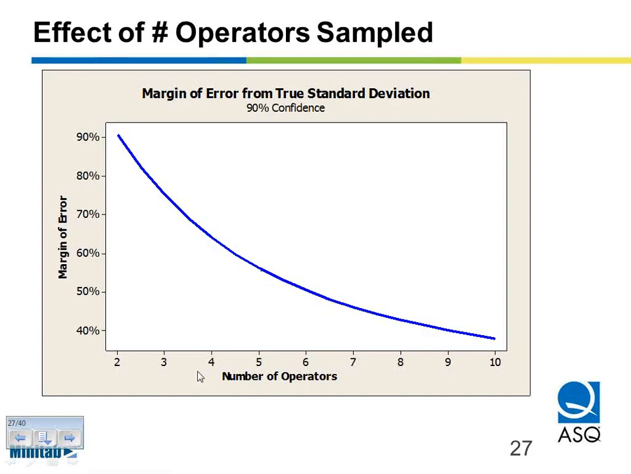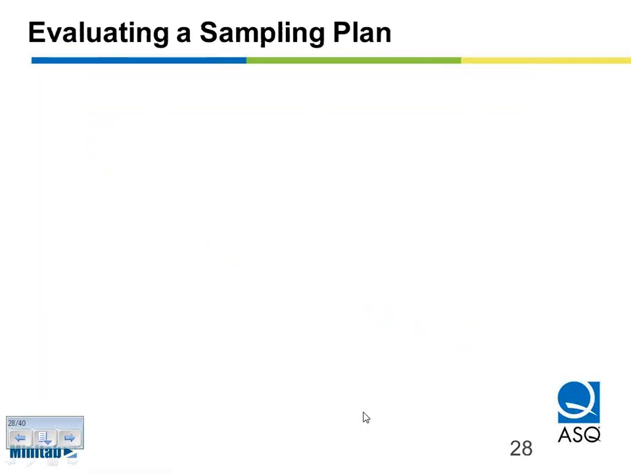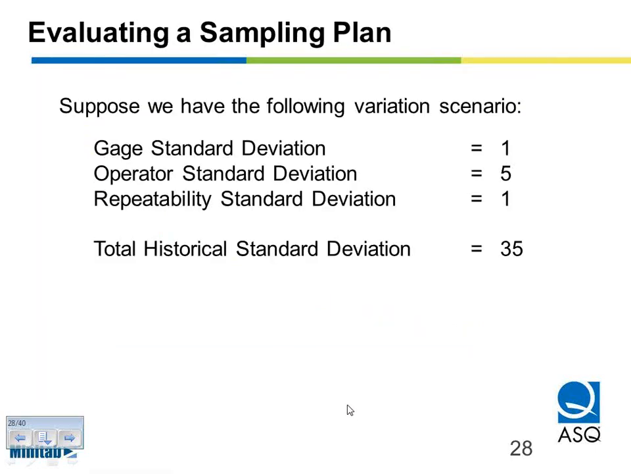We know the effect of degrees of freedom on sigma repeatability. We know the effect of the number of operators on our estimate of sigma operator, and by symmetry, we know then the effect of the number of gauges we study on our estimate of sigma gauge. So we know the impact of each of these sample sizes on the variance component estimate that we hope to estimate in our expanded Gage R&R. So let's put it all together. Let's compare a couple of plans.